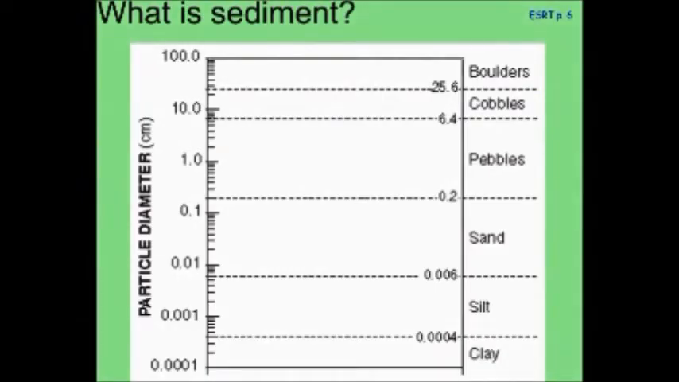This is from page 6 of your reference table. This shows that the smallest sediment is called clay, and as you work your way up, the largest sediment is called a boulder. If you look on the left side, it shows you the actual diameter of each of these sediment particles. And be careful when you read this, because it's a logarithmic scale, which means that you have to very carefully count the increments to see what the values are.